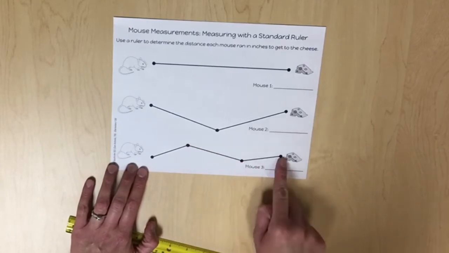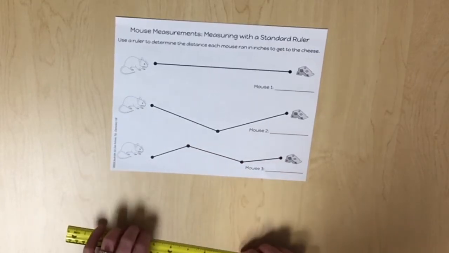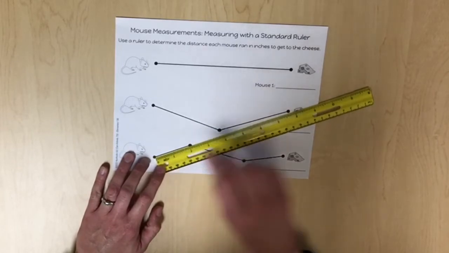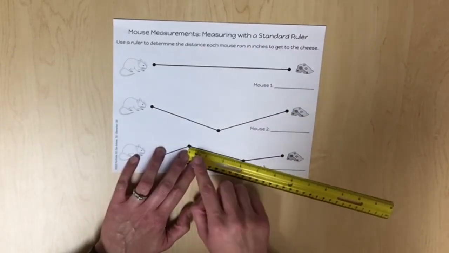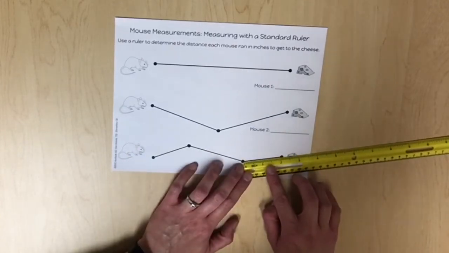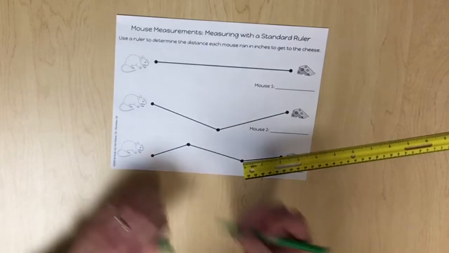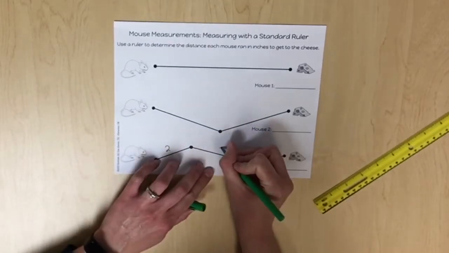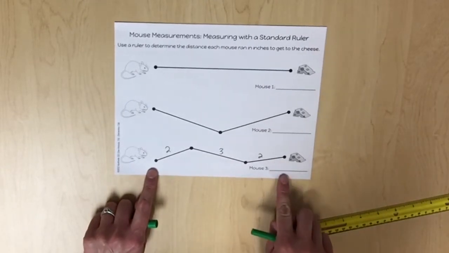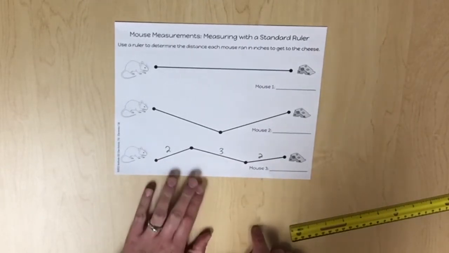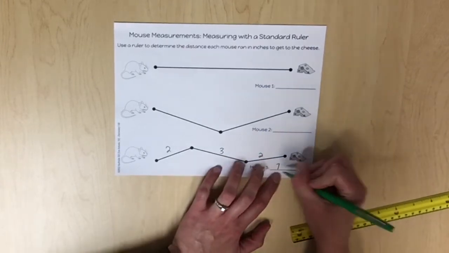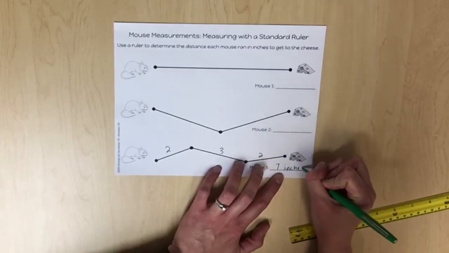This mouse ran in 3 line segments. This line segment is about 2 inches. This line segment is 3 inches. This line segment is 2 inches. We can combine the length of each segment to determine the total distance the mouse ran. 2 plus 3 is 5, plus 2 more is 7 inches.